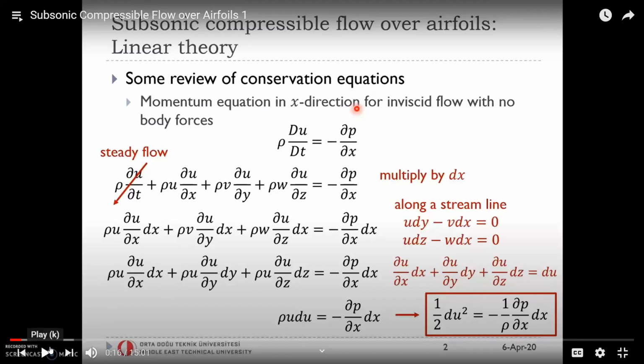Our subject is subsonic compressible flow over airfoils. Let's start watching it together.